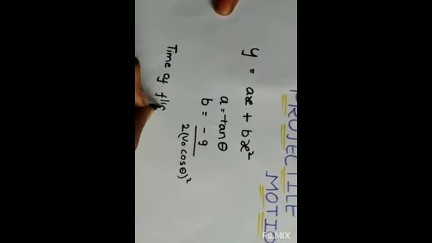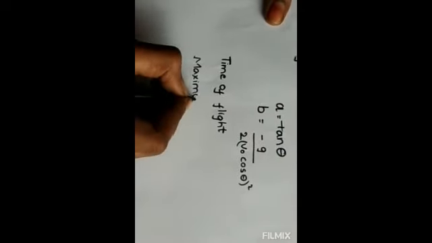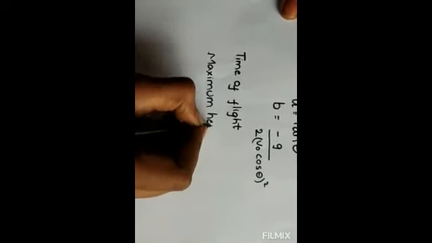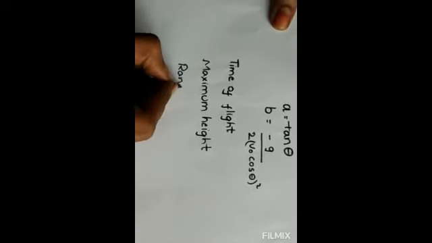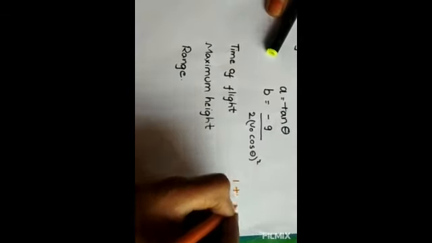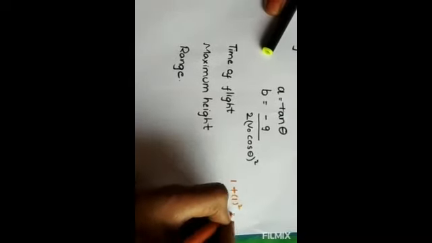Now I am going to reveal the trick formula for time of flight, maximum height, and range. For this, remember this one: 1 plus 1 square is equal to 2.